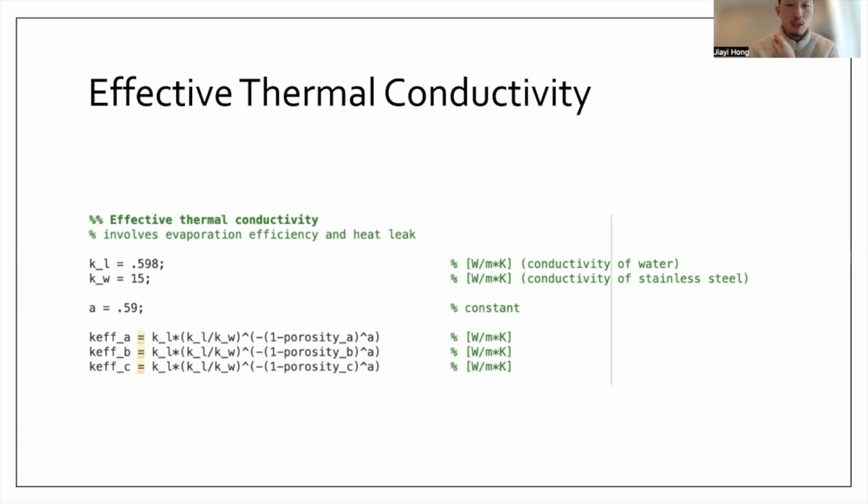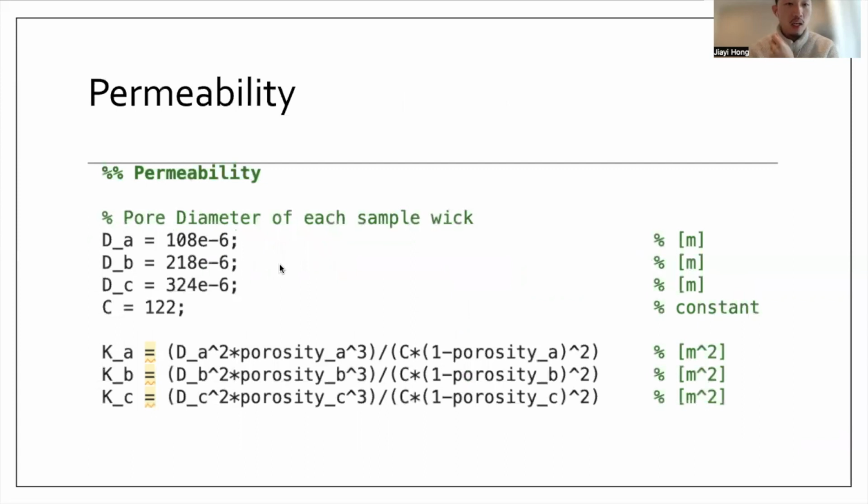Next, I found the effective thermal conductivity, which involves the evaporation efficiency and heat leak. I simply took the conductivity of the working fluid, which is water, and the structural material, which is stainless steel, and plugged it into this equation here at the bottom and got my values from there. And lastly, I got the permeability values by taking the pore diameters. These values were given by the study, and I plugged them into this equation here at the bottom, and I was able to get the permeability values that way.